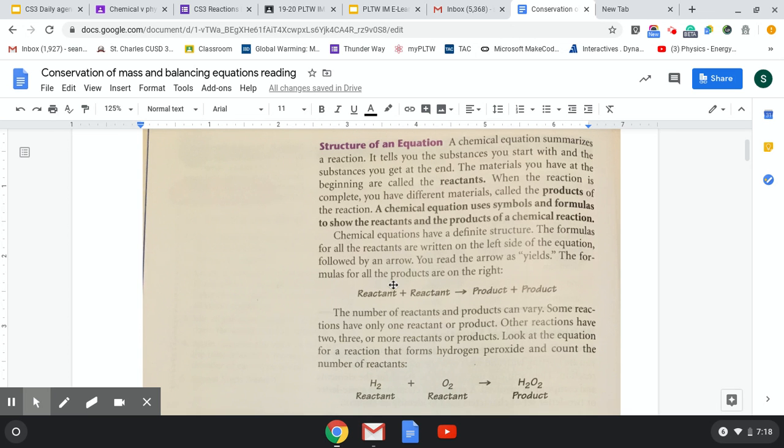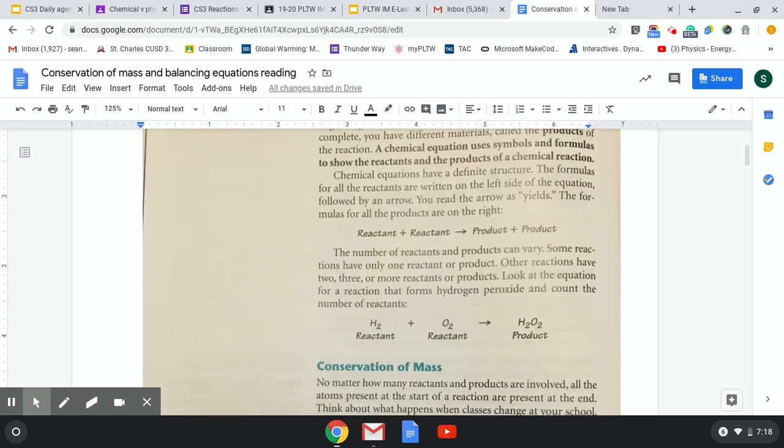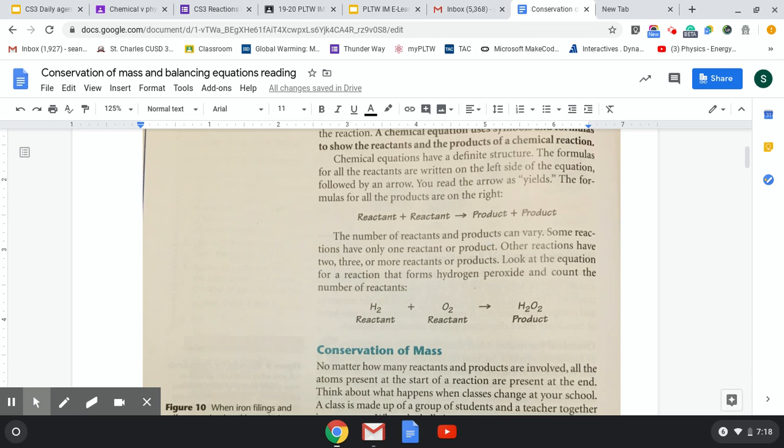In this, reactants are always on the left side and the products are on the right. And this arrow means the chemical reaction, the yields. So if two things are put together, like let's say wood and oxygen, they will react, they will catch fire, and they are going to produce some things like CO2 and water vapor. So we have to keep this structure in mind as we go through today's reading.